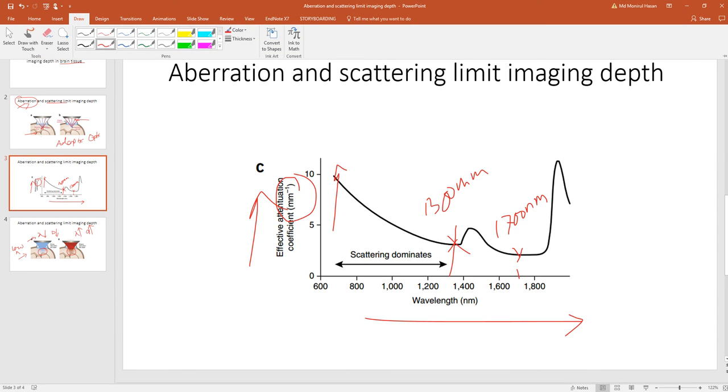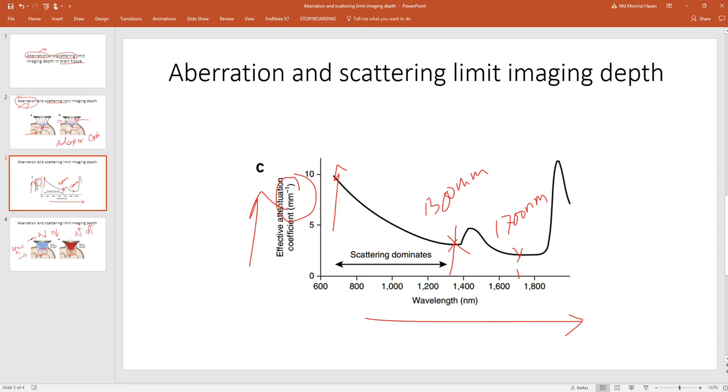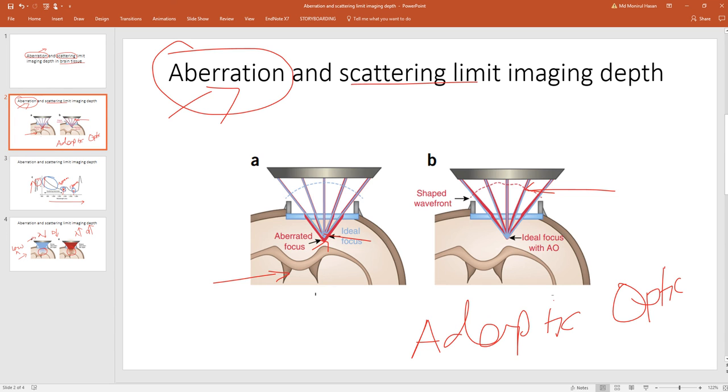Because here we can see that attenuation is dominating at low wavelength, and around this point and this point we can see that effective attenuation coefficient is low. So those are the things we need to take care of, and also eventually we have to take care of the aberration of the wavefront by using the adaptive optics.